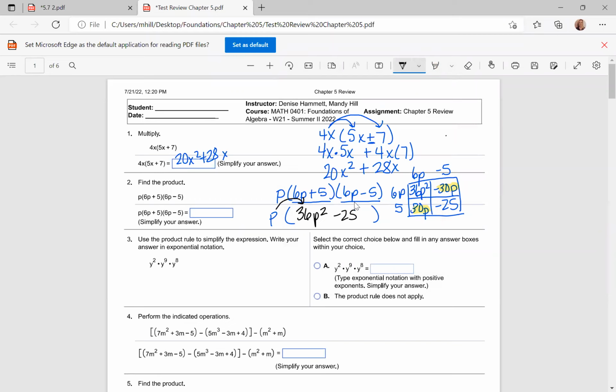And I'm going to take this p and multiply, use the distributive property and multiply it by both things. So p times 36p squared is going to be 36. Remember that this is p to the first power. And when you multiply things that have the like letters, the exponents get added. So this would be p to the third. And then p times negative 25 would be negative 25p. So my final answer here would be 36p to the third minus 25p.